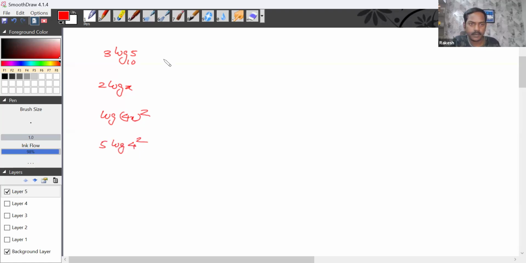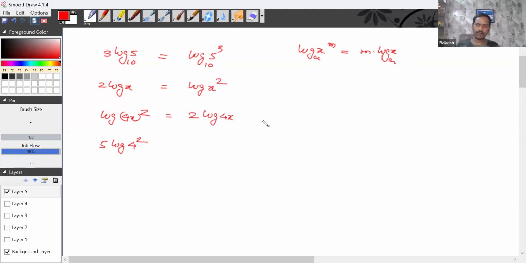Let's do it. This we can write with this 3 going and becoming the power of this, because log of x to the power m to the base a is nothing but m into log of x with base a. Similarly, this will be written as log of x to the power 2. This can be written as 2 log of 4x. So I'm just converting from one format to another. Either the LHS is given and I convert to the RHS, or vice versa. Here I can have both options.